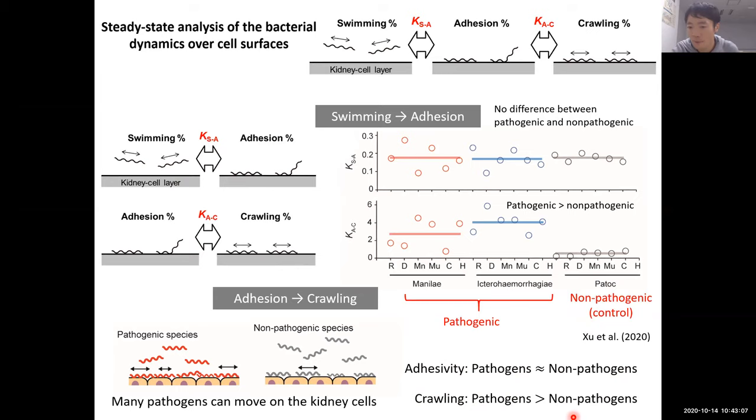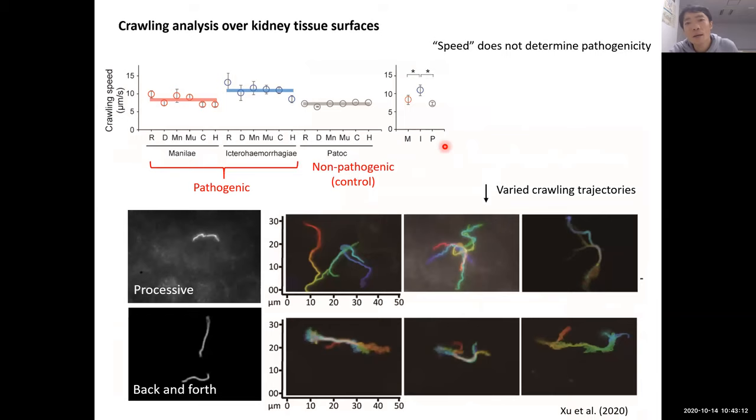So we measured crawling speed. However, there was no significant difference between pathogenic and non-pathogenic. Therefore, our conclusion is speed is not important for pathogenicity. However, we found a difference in movement persistence, crawling persistency, between non-pathogenic and pathogenic. Actually, even non-pathogenic, they can move to some extent on the surface.